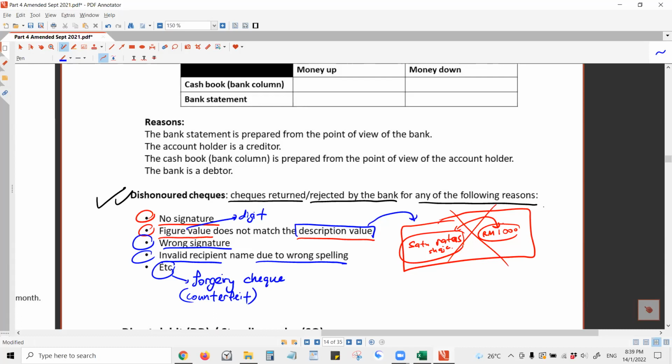There are many other problems. I don't think it's possible for me to list all of them. There are many possible situations, but these are the common ones. In the exam, which one would I write? I would choose the easy one to write. No signature, only two words, right? Or I write forgery check. Only two words, saving my time in writing in the exam. Okay, get back to the cash book.